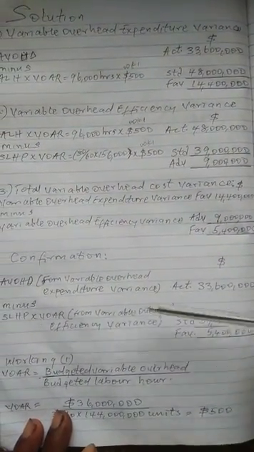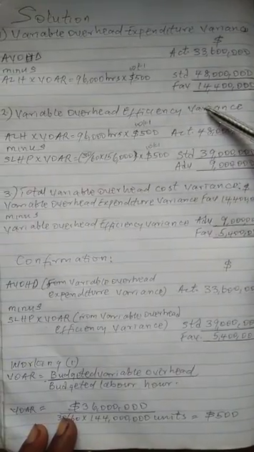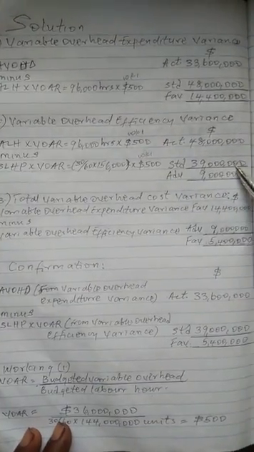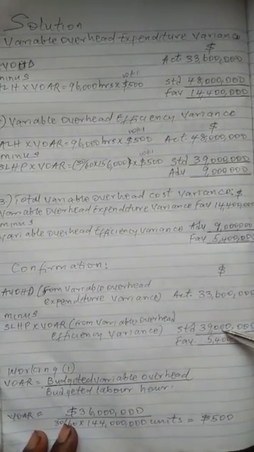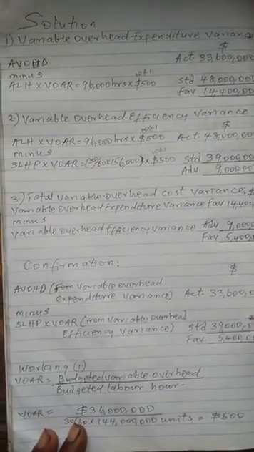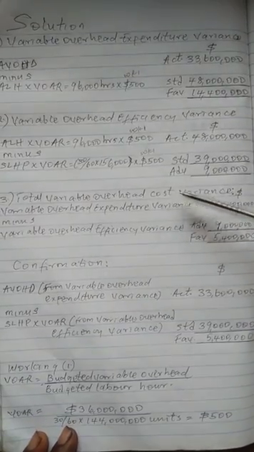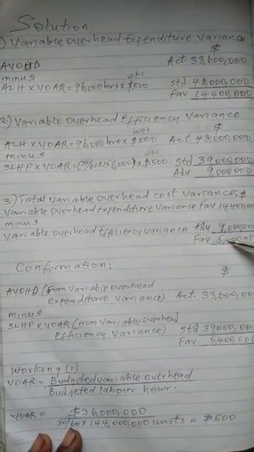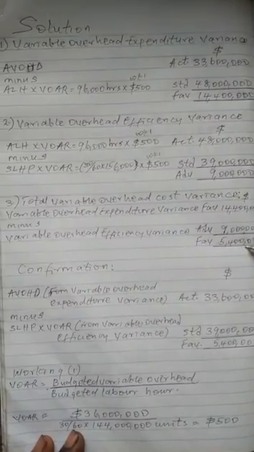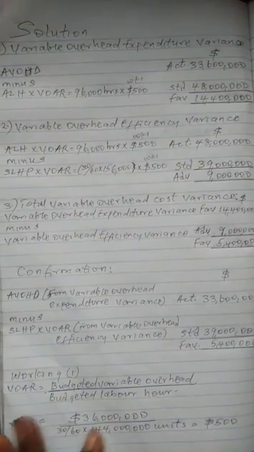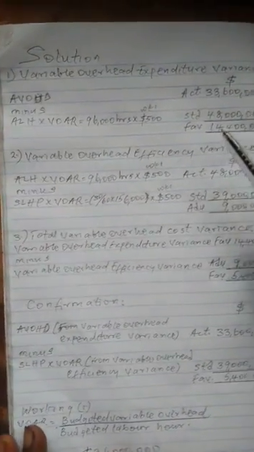And you also go to the variable overhead efficiency variance, the standard aspect of it. Look at it: $39 million. When you adjust them with each other, it gives you the same thing as the total variable overhead cost variance. Look at it, it was 5,400,000. Now, let's go to the solution proper.